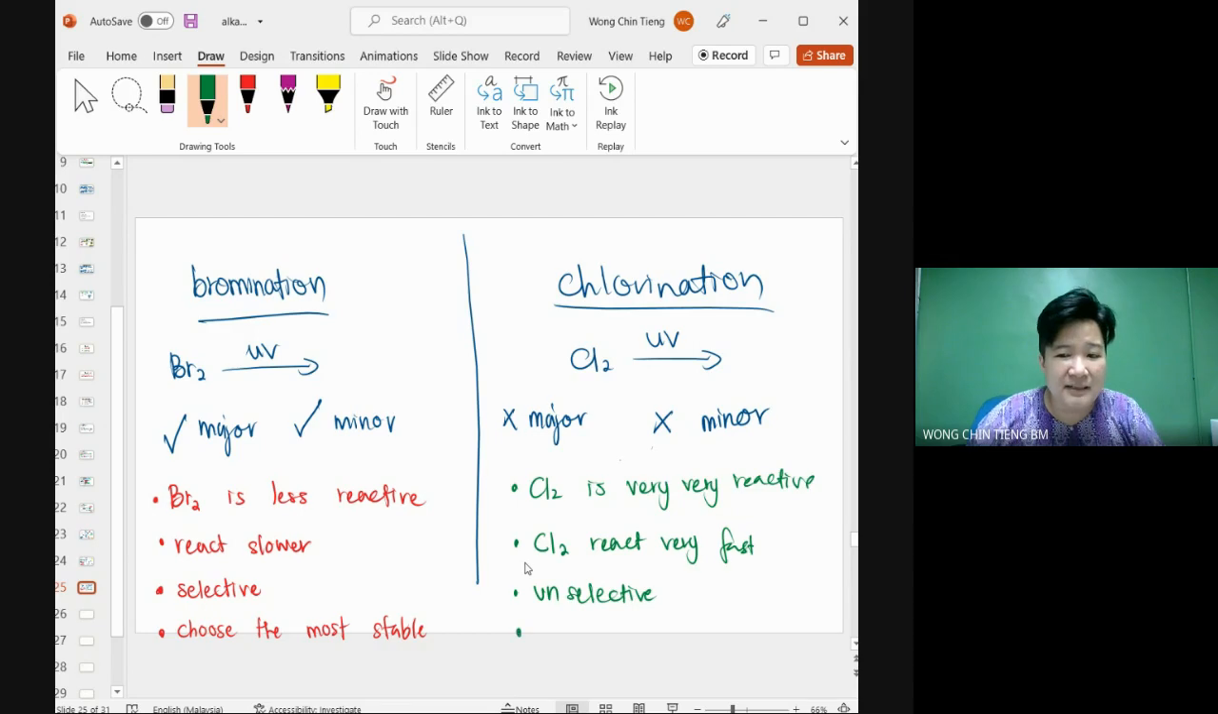Bila dia unselective, dia akan pilih je lah. Ada primary, ada secondary. Aku tak kisah dah. Aku primary ke secondary, aku ambil je. Sebab saya nak cepat. Dalam chlorine, semua cerita adalah aku nak cepat. So, saya tak kisah primary ke, secondary ke, tertiary, saya tak kisah. Saya jumpa je tempat kosong, saya masuk. Saya jumpa je hidrogen, saya ganti. That's why in the chlorination, there will be no major minor, but in the bromination, there will be major minor because of the reactivity. Okay?